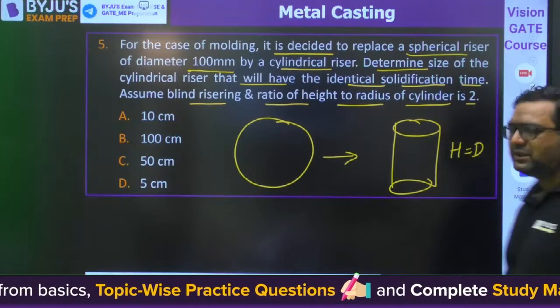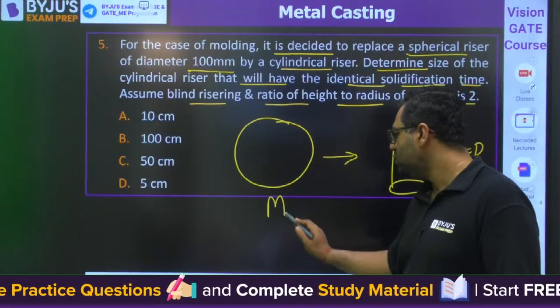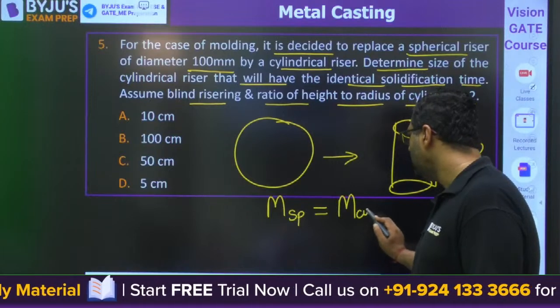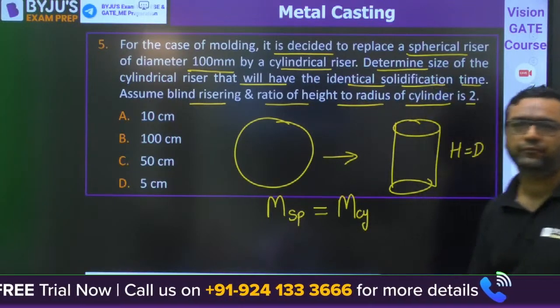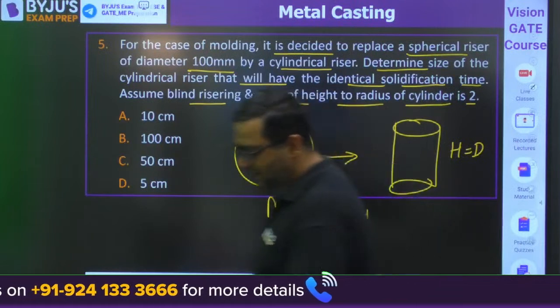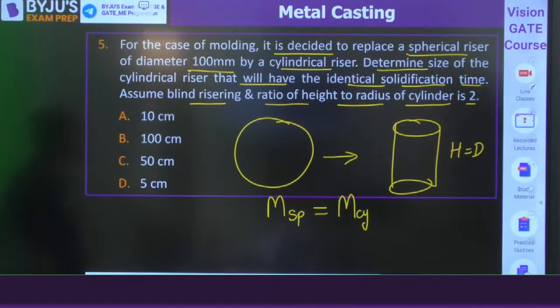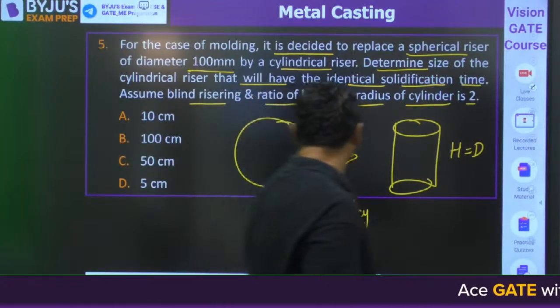So my dear, you just need to equate their modulus. You just need to write modulus of sphere is equal to modulus of cylinder. This will give you the final result. Solve it and get the answer, guys, and do like and share the session if you have not done yet. Malesh is saying the answer is A.